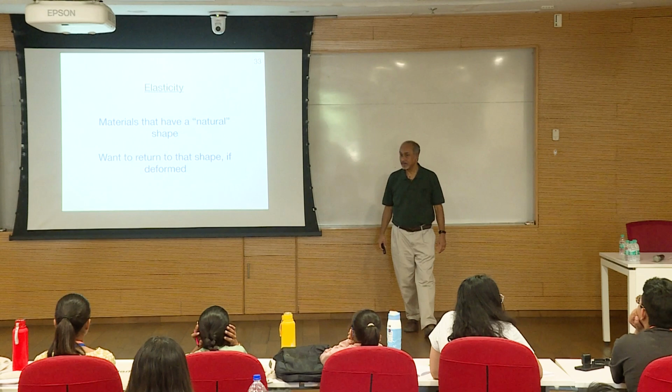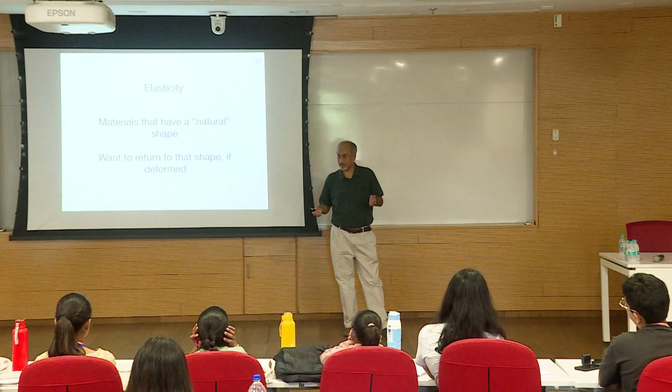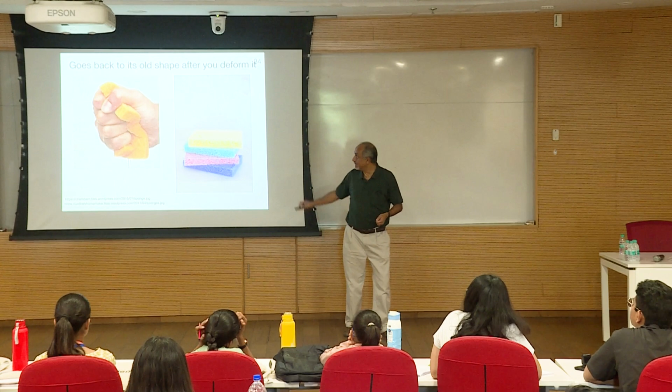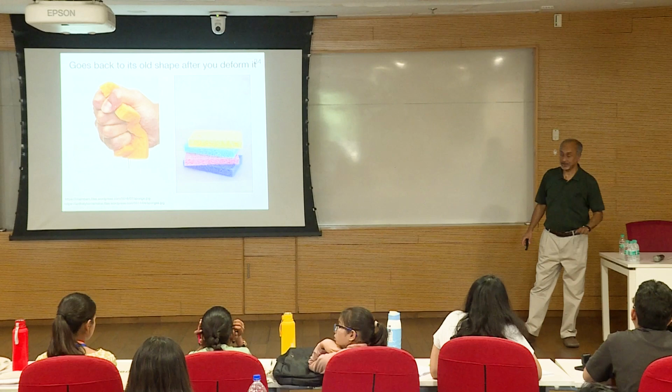So this is a good point to talk about one important word, and that's called elasticity. Okay. Elasticity is the idea that materials have a natural shape. It costs energy to move away from that natural shape. So take something like this, a sponge here. Squish it up, there's water inside, squish it up and release it. It goes back to the shape that it had before. You take it here, squish it, put it back, it goes back to its earlier shape, which is the shape as you can see here.